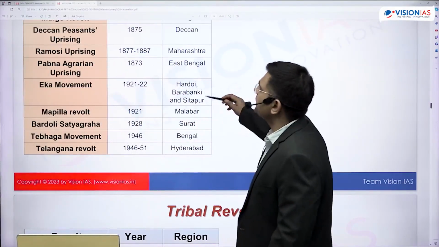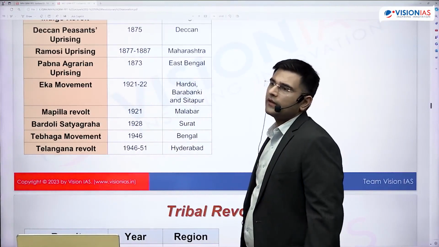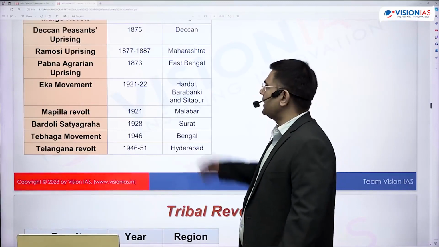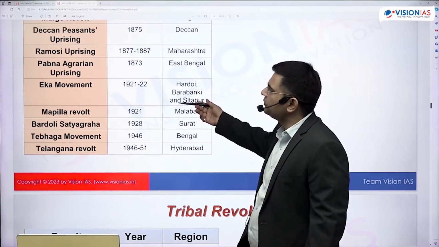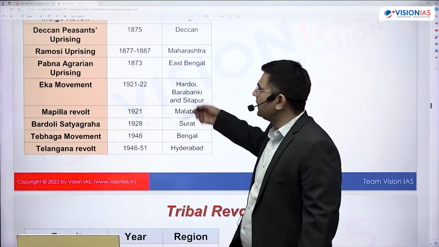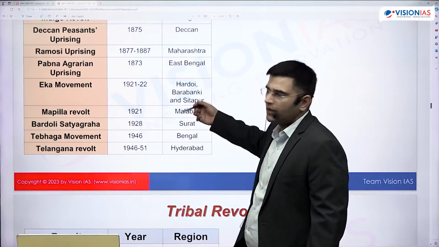Ultimately, the government brings in the 1885 Bengal Tenancy Act, right? So it takes a lot of time, but ultimately relief comes, right? Eka movement, UP Kisan Sabha movement, right? These movements took place during the time period of the non-cooperation movement. Eka movement was led by Madari Pasi, right?